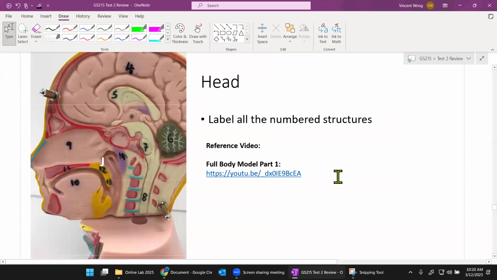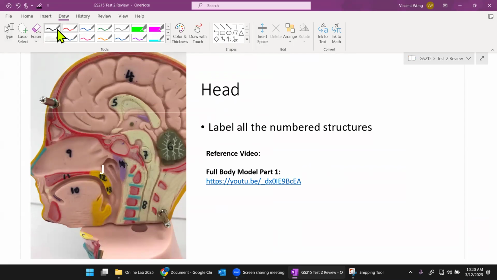Okay, this is the head. Lots of stuff here. I'm not going to write it down, but I'll go through it with you. The video is really, really useful. Okay, you can watch that.